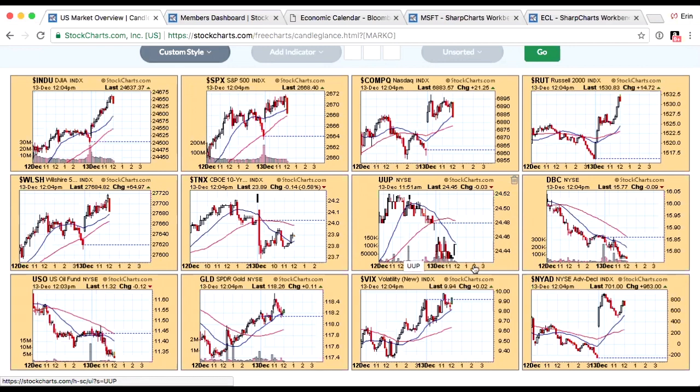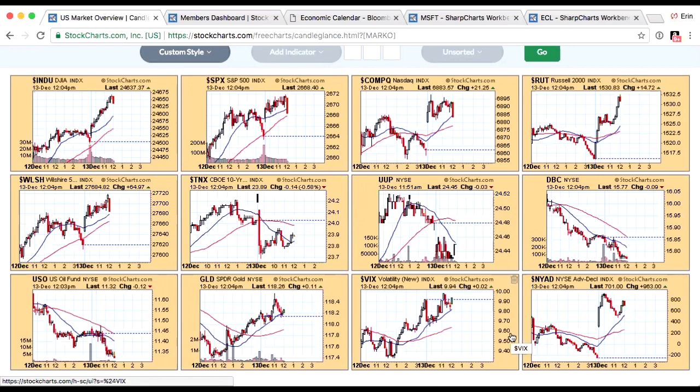It is reading currently at 24.45. Commodities are lower, likely because we're seeing oil, USO, is down, although it did spend the first part of the morning moving mostly sideways back and forth over yesterday's close. Gold, we can see, did have a nice rally, but it pulled back. Good news is it is bouncing off of yesterday's close. So GLD reading at 118.26.